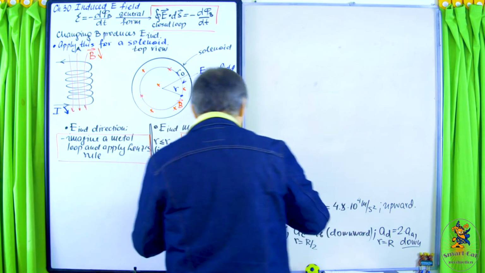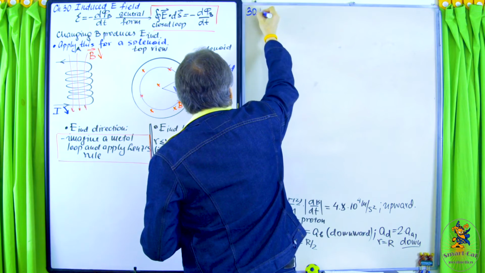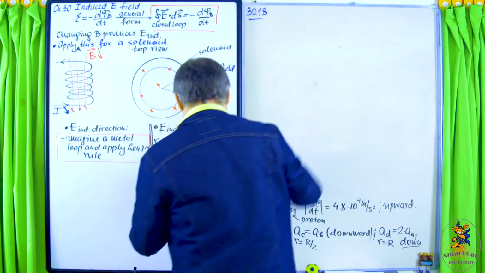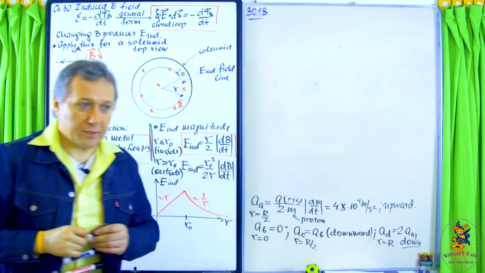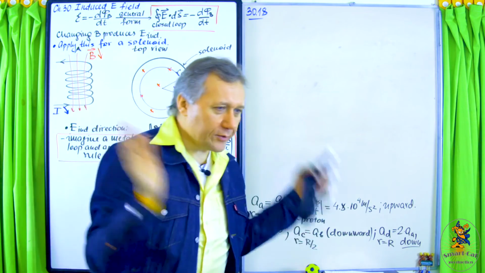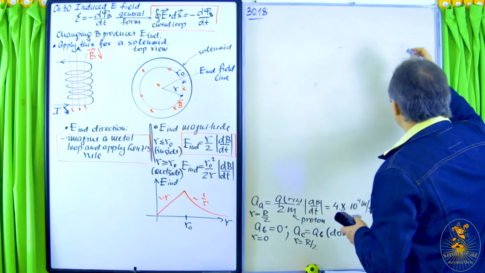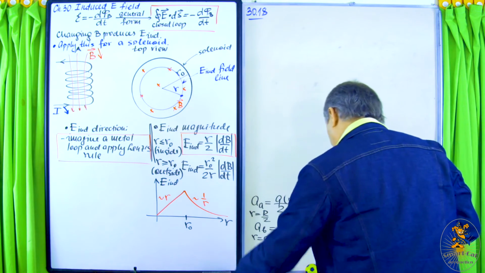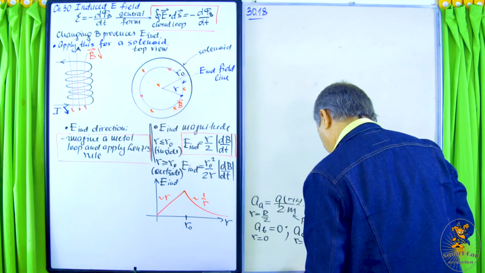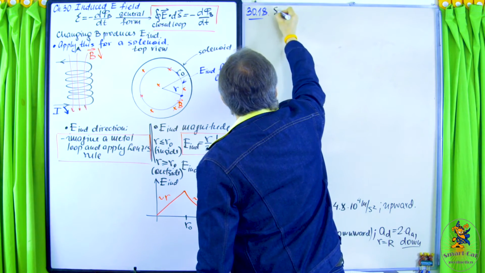So problem 18, 30-18. Again, a solenoid. We have a full description of the solenoid. Geometry is given, everything is given, right? So let me even probably draw this solenoid. Wait, how should I draw it? Okay, let me write it down first. So we have a solenoid.